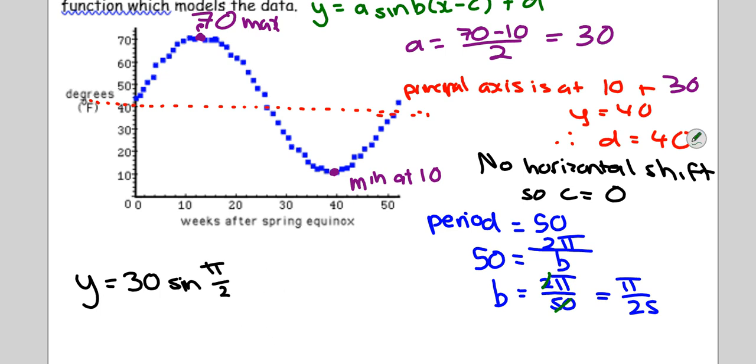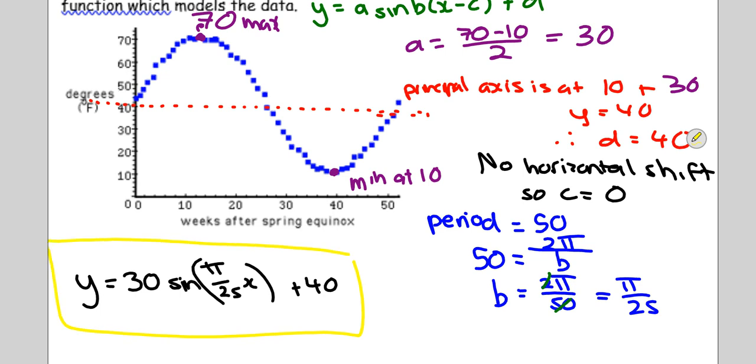Pi over 25x. And there's no horizontal shift, so I'll just put it all in a bracket. And then it's plus this one. But is there, 40. Thank you. Plus 40. So that's what you'll be doing.